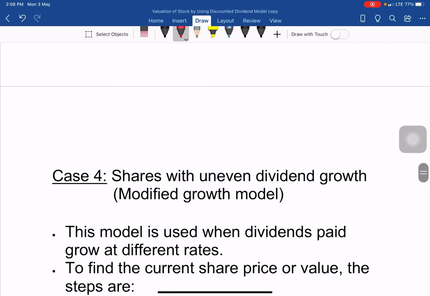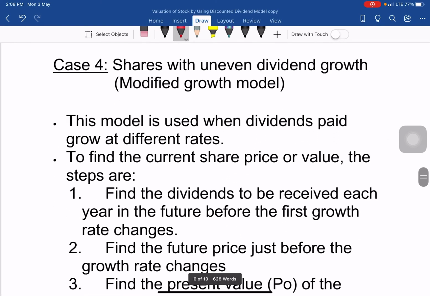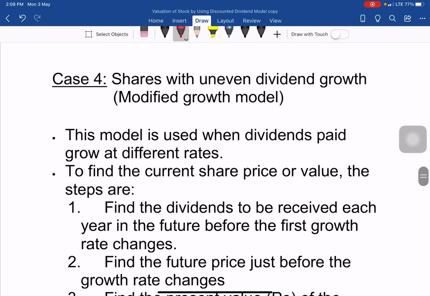And then we are going to look at case number 4, the last case. Okay, case of shares with uneven dividend growth. Here there is dividend growth but it is different, or the modified growth model. So this model is used when the dividends are paid at a different rate, to find the current share price or value, or the intrinsic value.